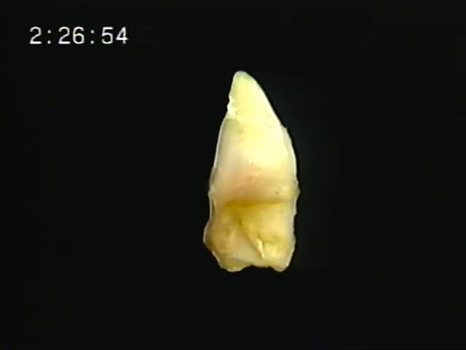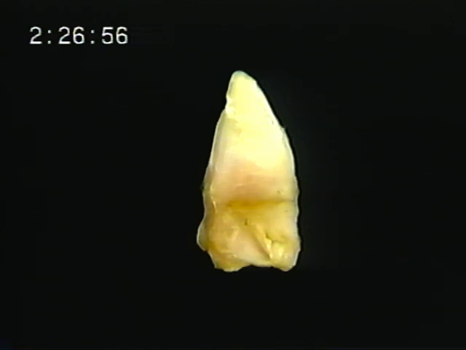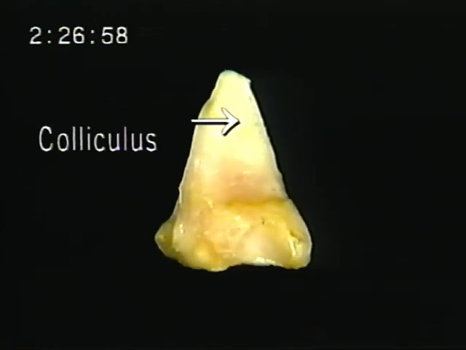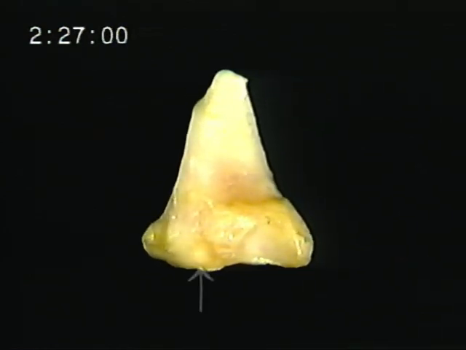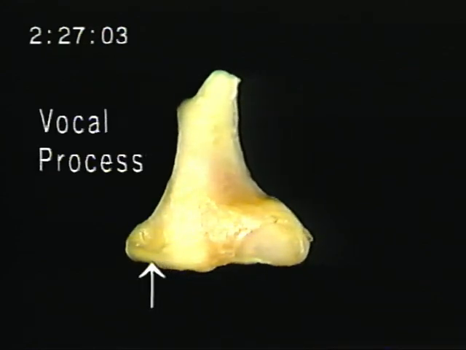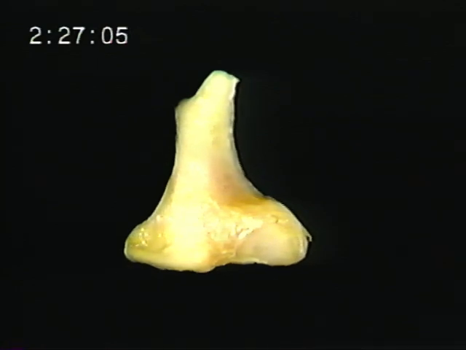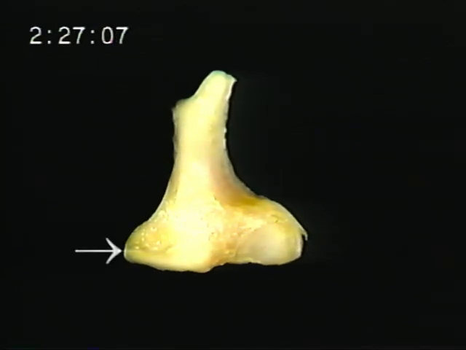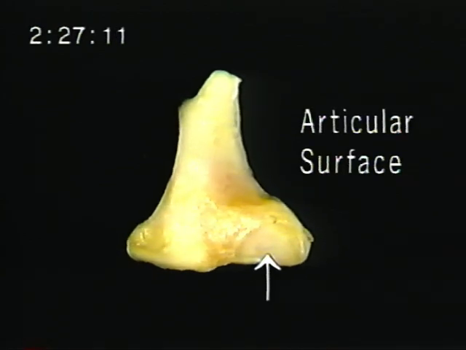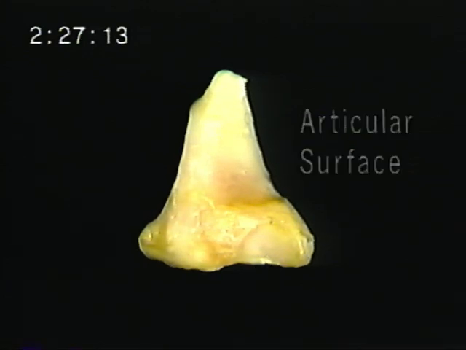Here's the right arytenoid cartilage seen from behind. This tall upward projection is the colliculus. This pointed forward projection is the vocal process. The vocal ligament is attached here. On the underside, this inward-facing articular surface articulates with the cricoid cartilage.